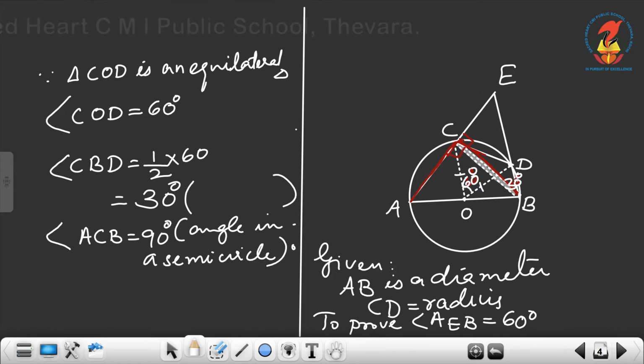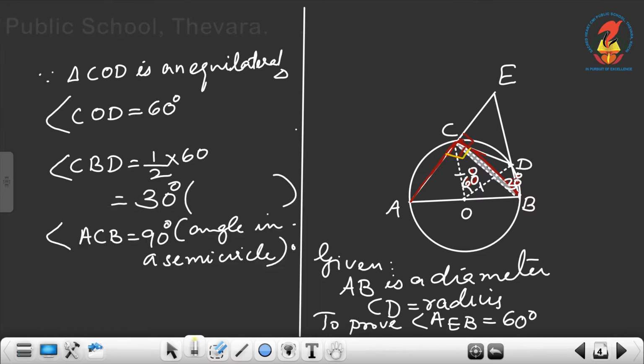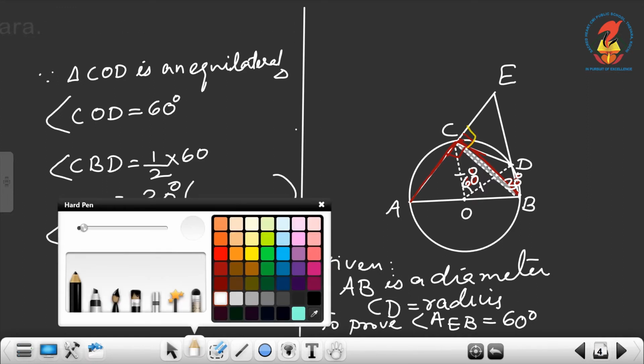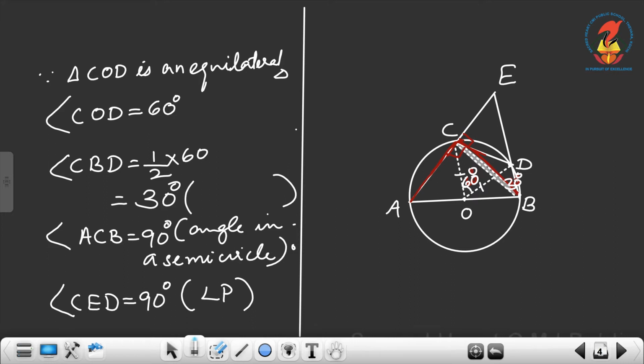If this angle is equal to 90 degree, what about this angle? Equal to 90 using linear pair. So, angle CED is also 90 degree using linear pair. Then consider this triangle CBE, in which this is 90, this is 30.